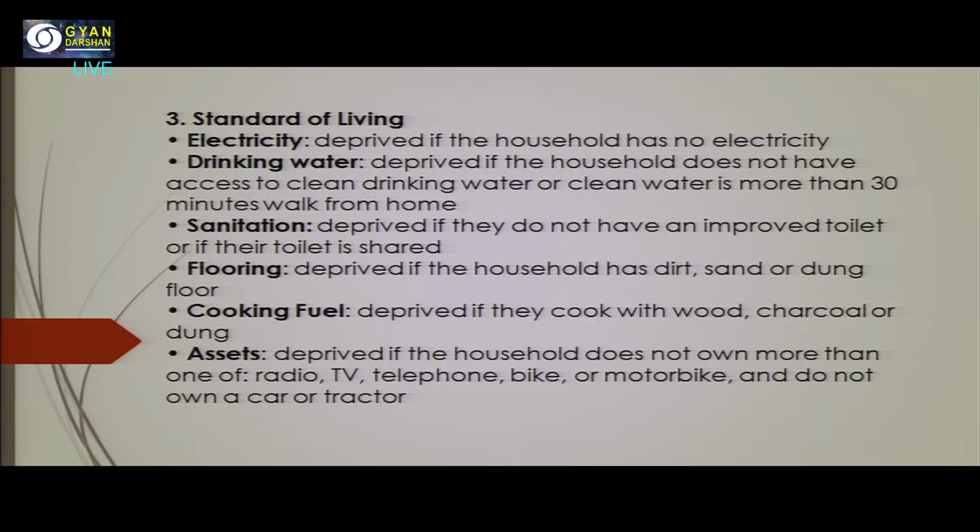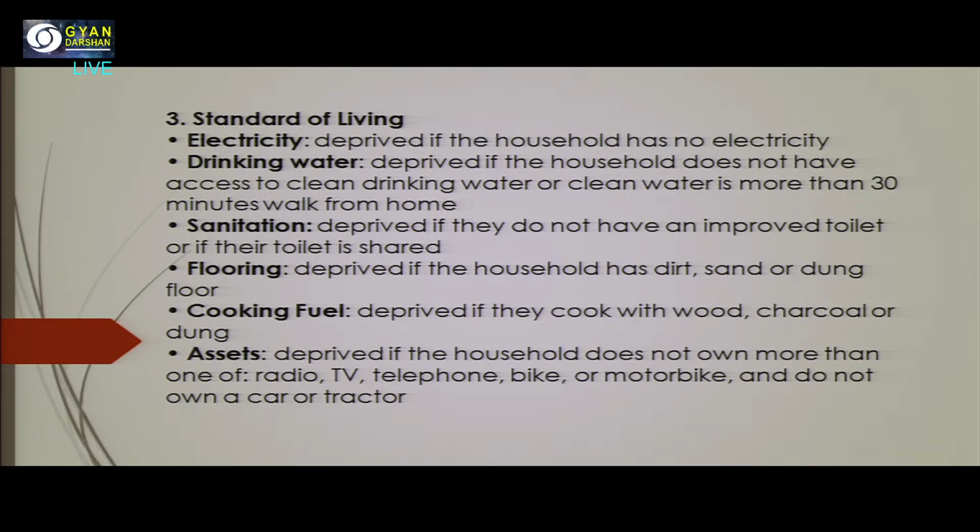Then comes deprivation in assets. Any household is considered to be deprived if it does not own more than one of any of these assets, that is radio, TV, telephone, bike, motorbike, car or tractor. If they don't have even any one of them, then they are considered to be deprived in assets.